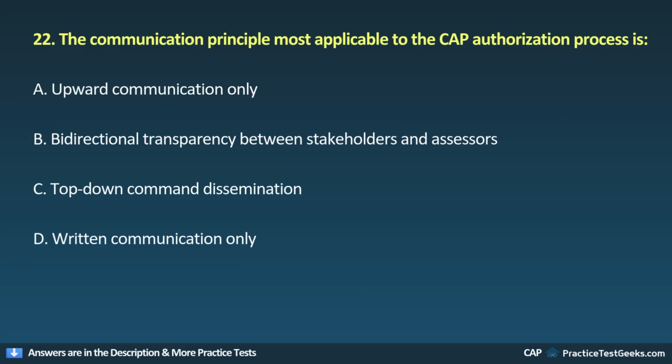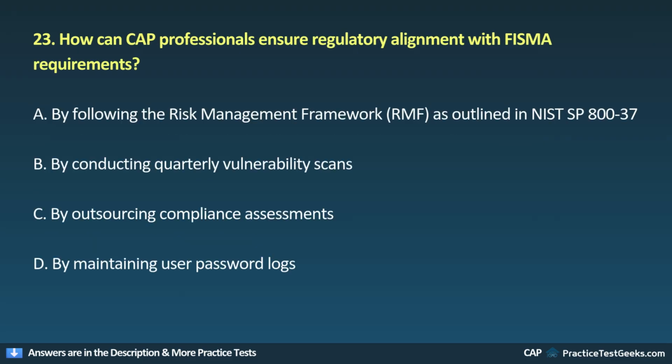22. The communication principle most applicable to the CAP authorization process is: A. Upward communication only. B. Bidirectional transparency between stakeholders and assessors. C. Top-down command dissemination. D. Written communication only.